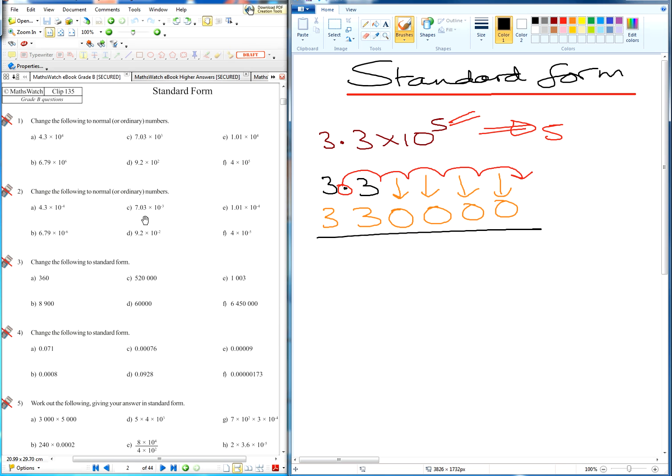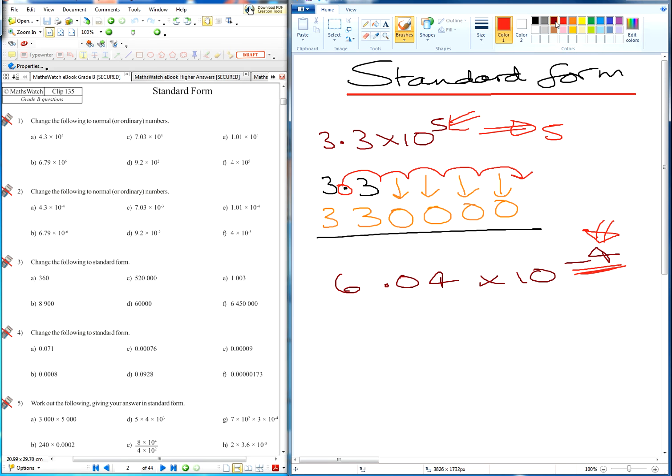But let's have a look at another question where we're going to be moving towards the left. Question number 2. Let's say, for example, 7.03 times by 10 to the minus 3. My version is going to be 6.04 times by 10 to the minus 4. Now again we have to interpret the power. The minus 4 indicates that we're not moving the decimal point to the right hand side, we're moving it to the left hand side.